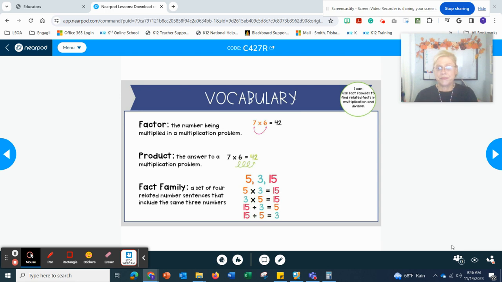In a few slides, I have a different way we can look at those fact families that we'll get to in a second.